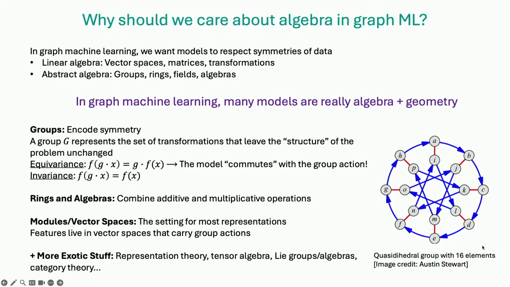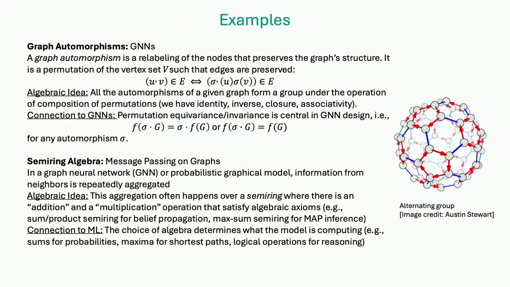In equivariance, the idea is that we apply a symmetry to an input, and then the output should transform in a way that we can predict. So it should be predictably transformable. And then I mentioned that there's more exotic stuff: representation theory, tensor algebra, Lie group algebras, category theory. It's a really exciting space for some quite cool mathematics to show up here. But maybe let's go to some examples first, to motivate why we care about this.